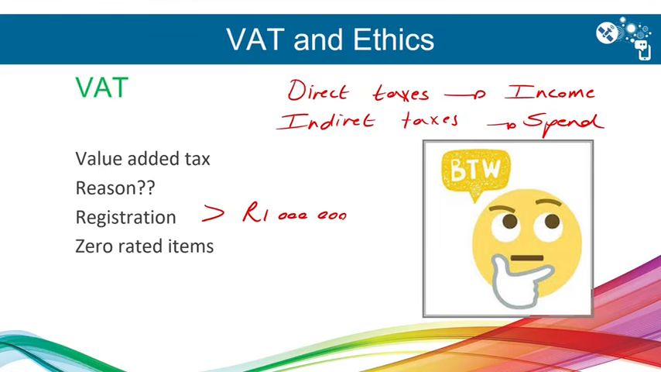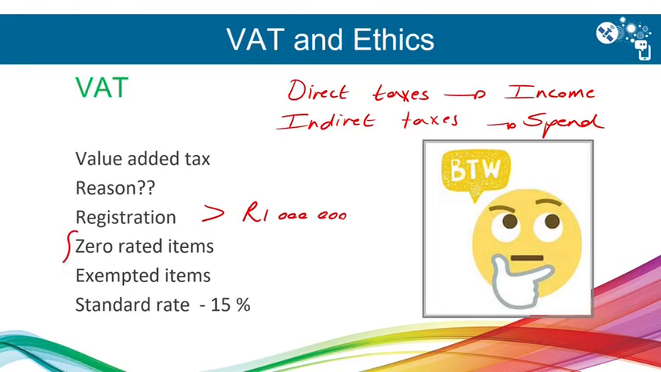Then we have these three rates: zero rated items, exempted items, and then the third one that you sometimes forget, the standard rate, the 15%. You sometimes get confused between zero rated and exempted. Zero rated has a zero, charged at 0%. Because of that zero, you will remember that it looks like an egg, and eggs are some of the basic necessities that people need. Therefore, there's VAT charged on that, but only at 0%.